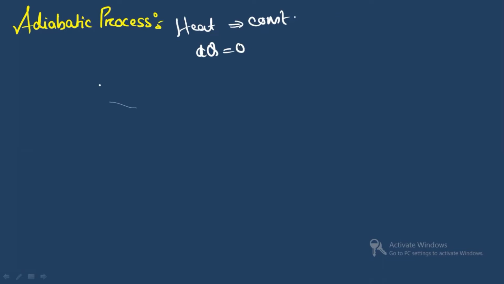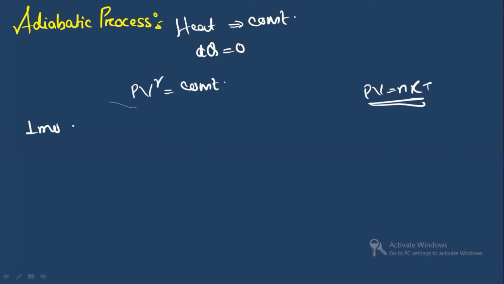Before going into that, in the case of an adiabatic process, we can write that PV to the power gamma is equal to a constant. This is the first thing. Now from the ideal gas equation, PV = nRT. For 1 mole of ideal gas, you can write P = nRT/V.